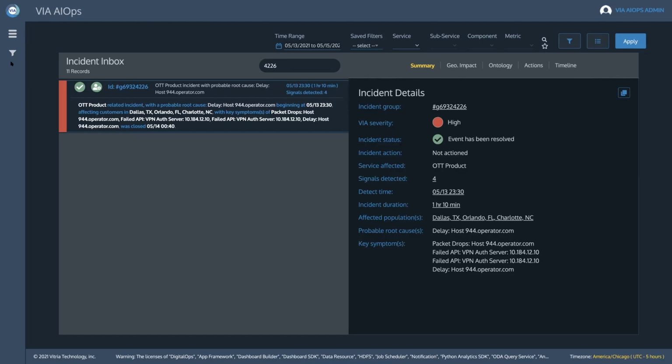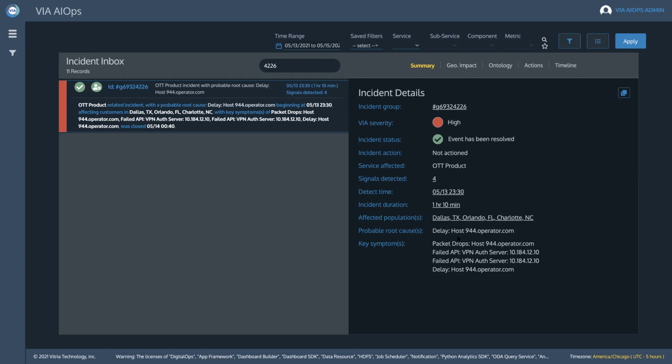Now we're looking at that same correlation group that's now been declared a high severity incident. The incident has been resolved. We see the services that are impacted, as well as the signals correlated, the duration, start time, end time, our impacted population. We see that it's affecting subscribers or customers in Texas, Florida, and North Carolina.